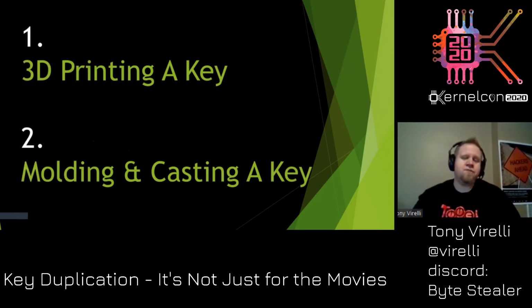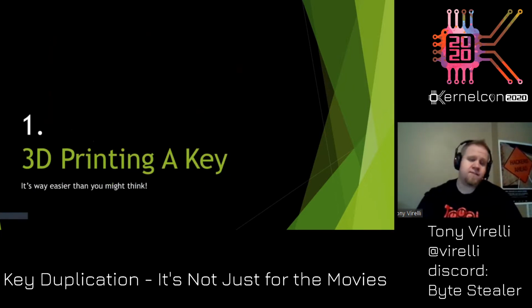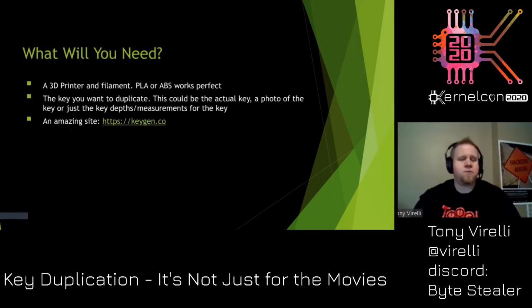So today we're going to cover two different methods of key duplication. One is 3D printing a key, and the other one is molding and casting that key. So we'll start with 3D printing a key. It's very easy. What you're going to need is a 3D printer and some filament. If you don't know what filament is, it's just a strand of plastic, the medium that a 3D printer uses to build up the items that it prints. PLA, ABS, PETG, there's a whole slew of different filaments and materials you can use. For everything I did, I used PLA, so it works fine. It's one of the cheapest materials there is.